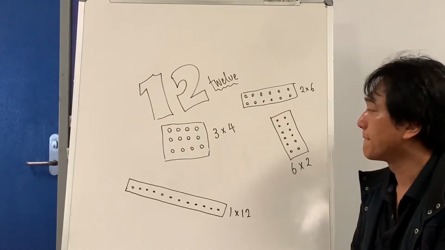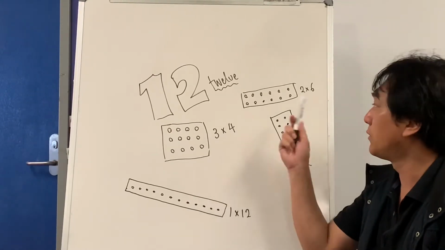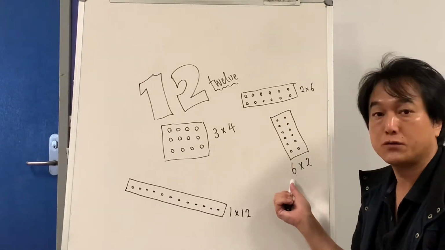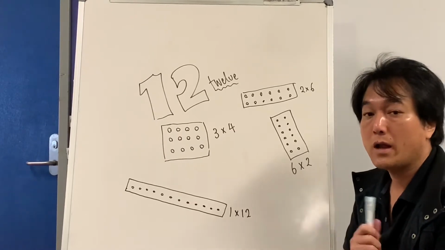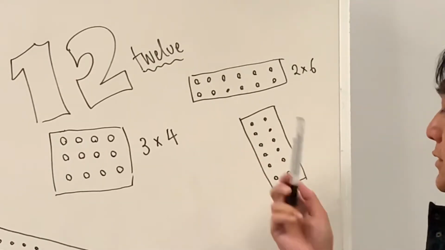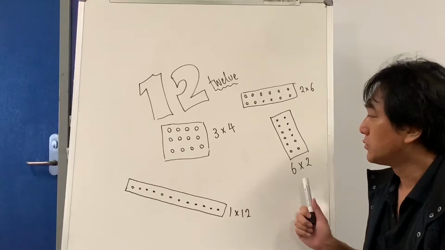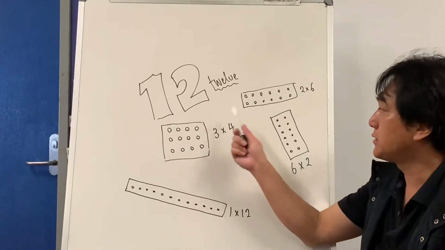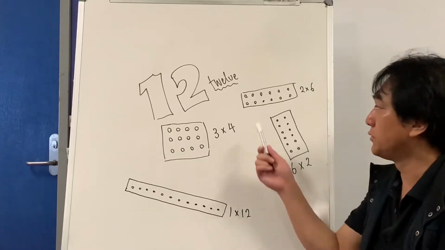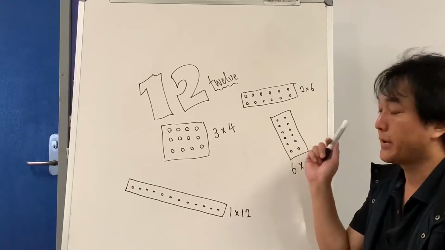So you may have come up with a lot of different answers. I can do 3 rows of 4, 2 rows of 6, 1 row of 12. I can do 6 rows of 2. Now here's a question. 2 rows of 6 and 6 rows of 2, they look almost the same. So what do you think when we say let's make 12 with dots? Do you think we should include these two different options, or we should just pick one?